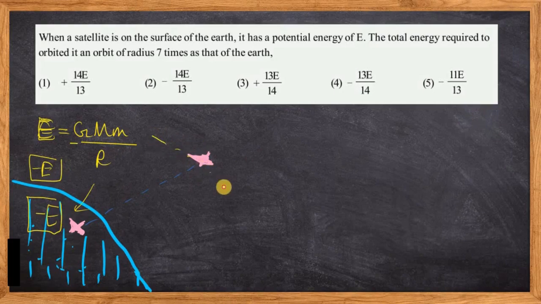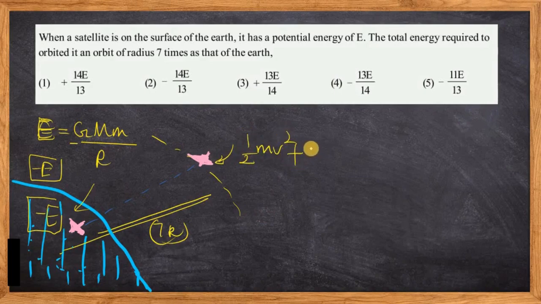And when it is orbiting, we know the distance is 7r, 7 times the radius of the Earth, from the center. The total energy at this point has to be half mv squared, the kinetic energy, plus minus GMm over 7r. This is the total energy on this orbit, and on the surface it's E. So what are they asking from us? The total energy required to orbit it at a radius 7 times that of the Earth. So the energy required to bring it from this point to this point.